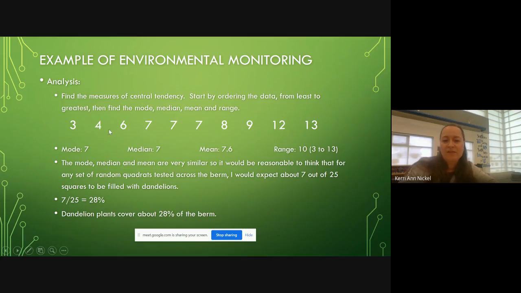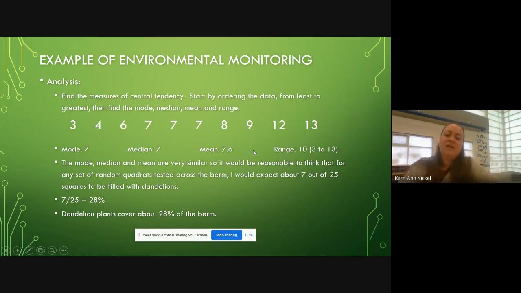So here's our data set ordered from smallest to greatest. We came up with a mode of 7 because that's the most common number that repeats itself. A median of 7 because if you count to find the middle number, it's right here between 7 and 7. So since they are the same number, that is the median, 7. And then our mean we calculated by adding them all up together and dividing it by 10 because we have 10 samples, and we ended up with a mean of 7.6.